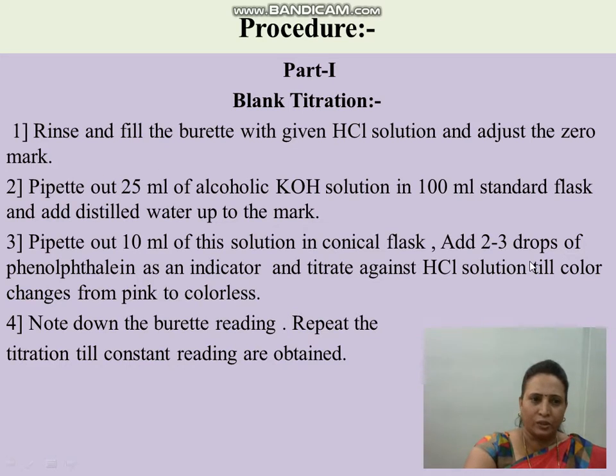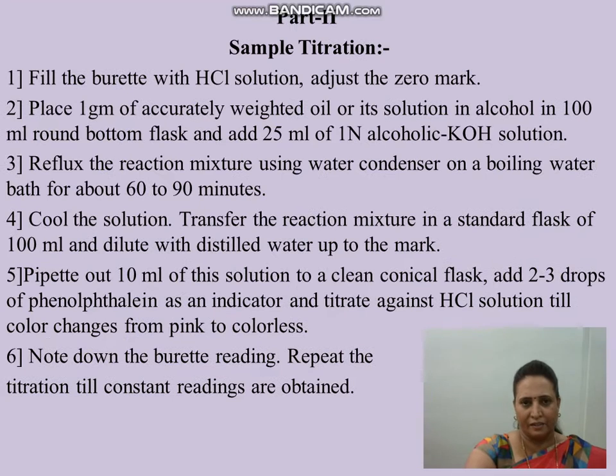Add 2 to 3 drops of phenolphthalein as an indicator and titrate versus HCl, which is filled in the burette, till the color changes from pink to colorless. Note down the burette reading. Repeat the titration till constant readings are obtained and note down this reading as the blank reading.